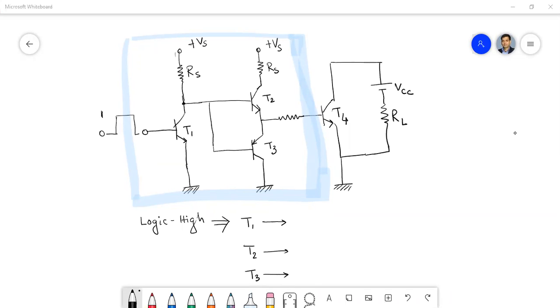Ujjwal Haldar, can you say? Sir, both will be on state from T1. Why? Explain. Sir, when we give a pulse at the base, the emitter collector high voltage, high logic. Pulse means both high and low. I am not discussing the pulse. I am discussing only the high state.